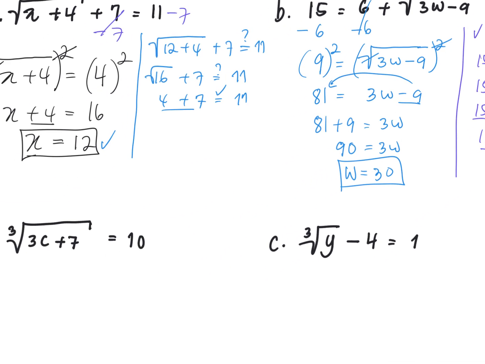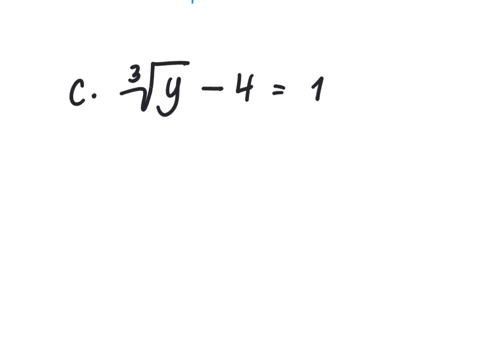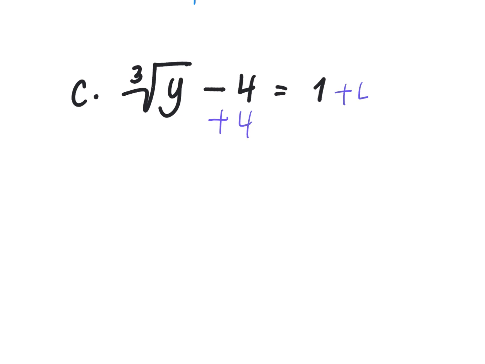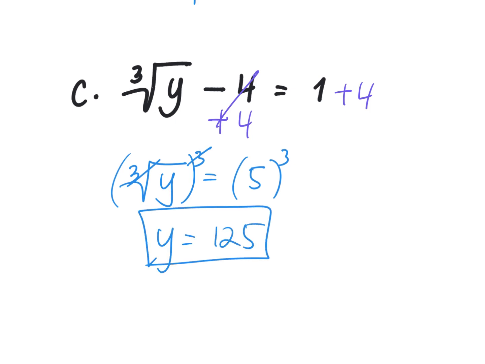Okay, let's go for letter C. Here is our letter C. The first thing we're going to do here is to add 4 on each side. That's going to give you, on this side, we're just left with the cube root of y is equal to 5. Then we're going to raise to the power of 3 on both sides. This is going to cancel the cube root. Y is equal to 125. As simple as that.